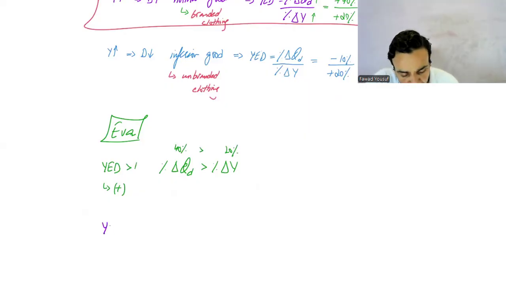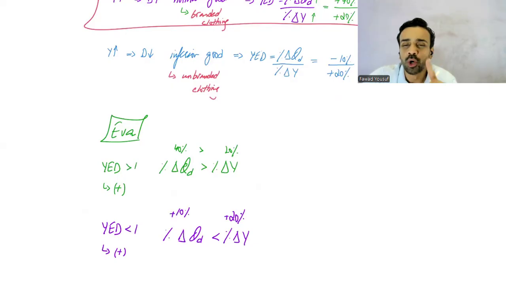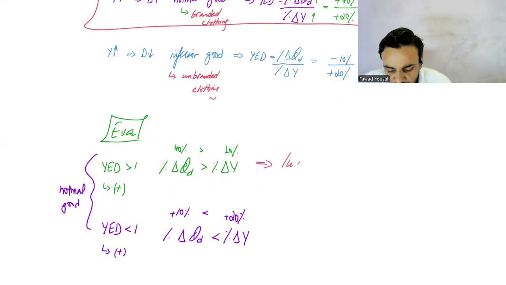Versus a scenario where YED was less than 1. It is positive, but less than 1. What that means is that the percentage change in quantity demanded is less than the percentage change in income. What that means is if income goes up by 20%, demand is only rising by 10%, not much of a big difference. Do you see that? You actually separate these. Both of these that we are writing are normal goods, because if income goes up, demand goes up, and they both are positive. But the way we break it down is the first case is of a luxury good.